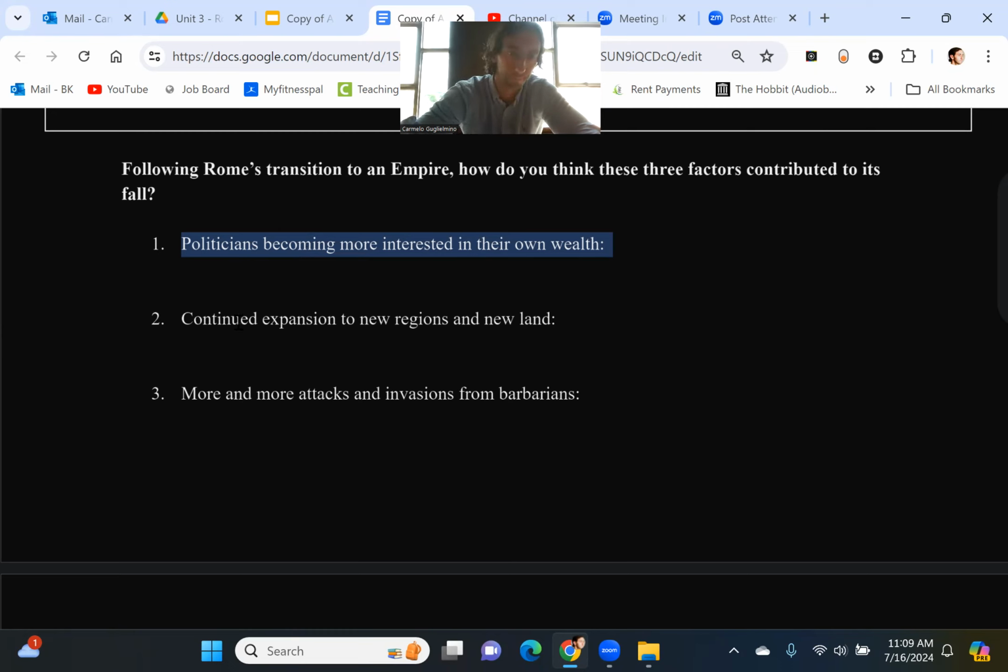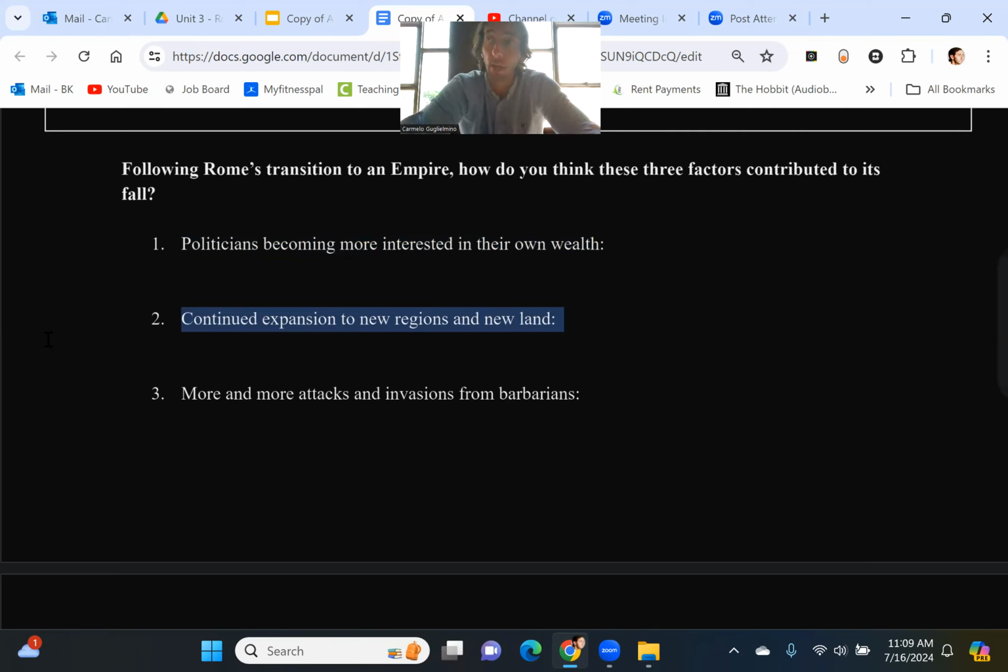Second feature here was the continued expansion of new regions and new land. As we saw with the map before, Rome at its peak was, yes, stretching all the way into what is nowadays Great Britain, all the way down to ancient Egypt. So it really was expanding through essentially the entire Mediterranean world to control the whole area.